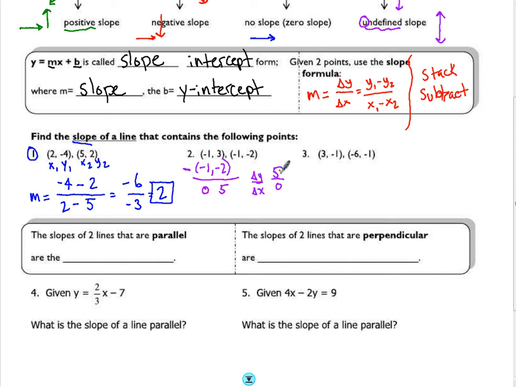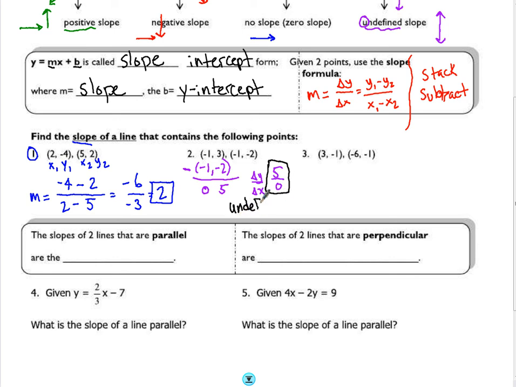Let's think about it this way. Could I take 5 pizzas and divide them 0 ways? That doesn't make any sense. And if you put this into your calculator, you're going to get an error message. That's because you cannot divide any number by 0. So because that is true, this slope is undefined.